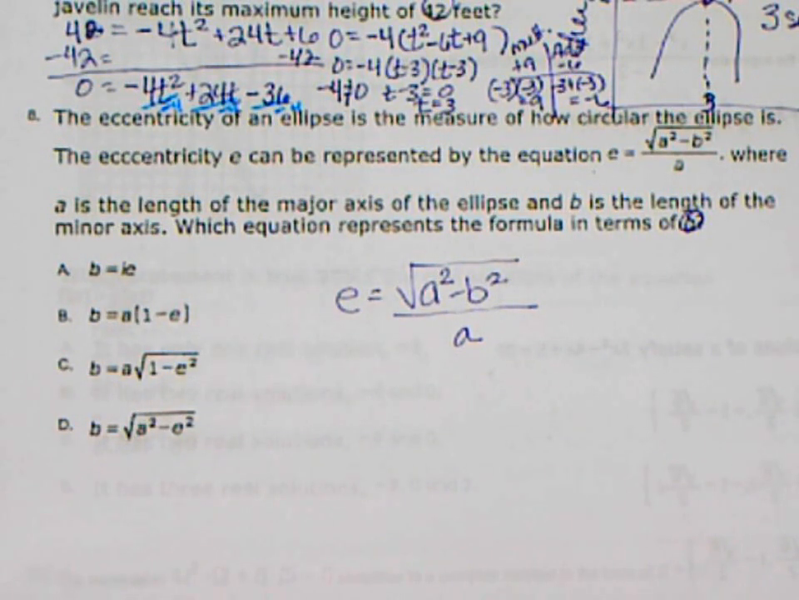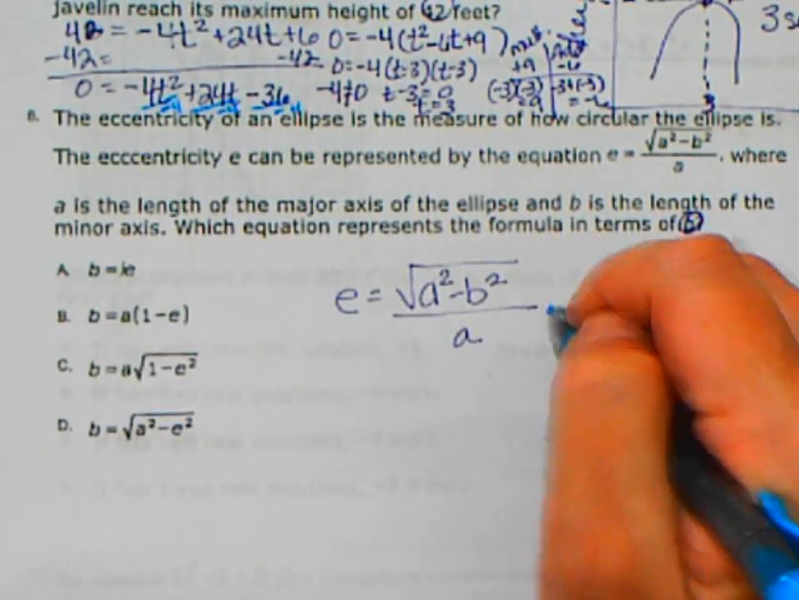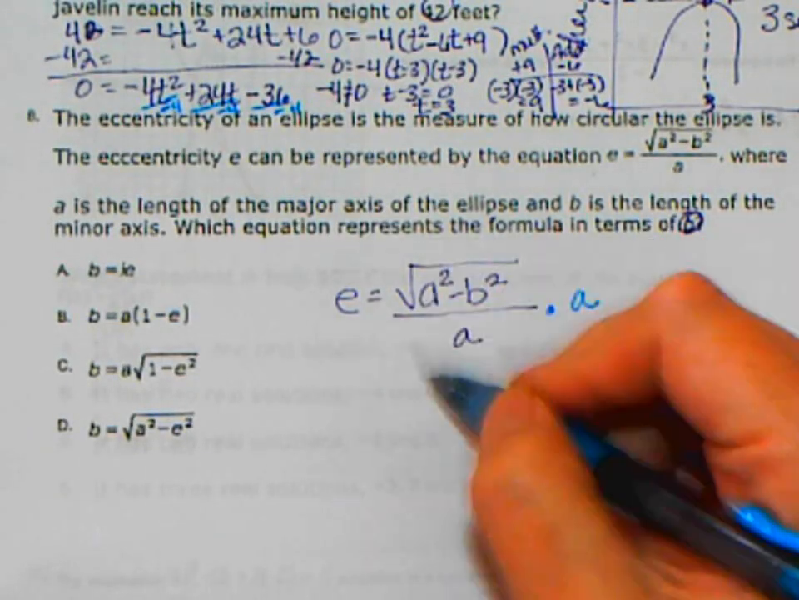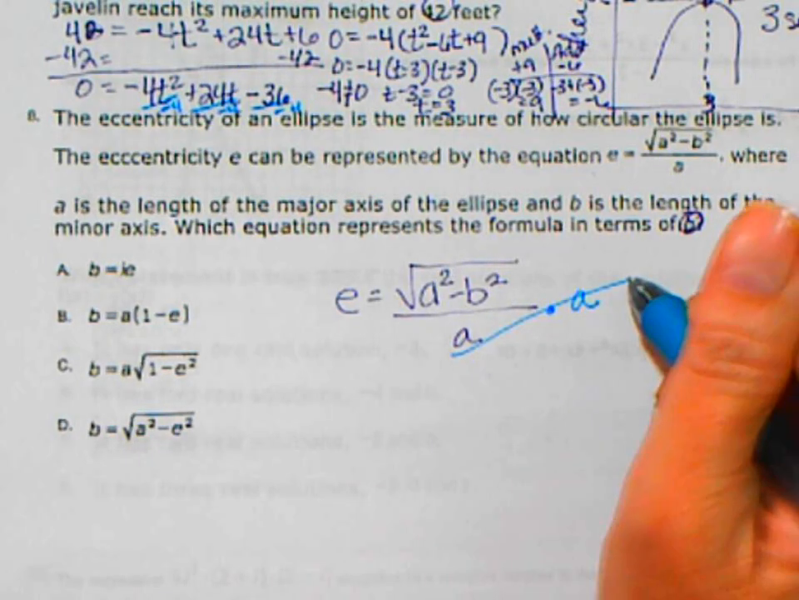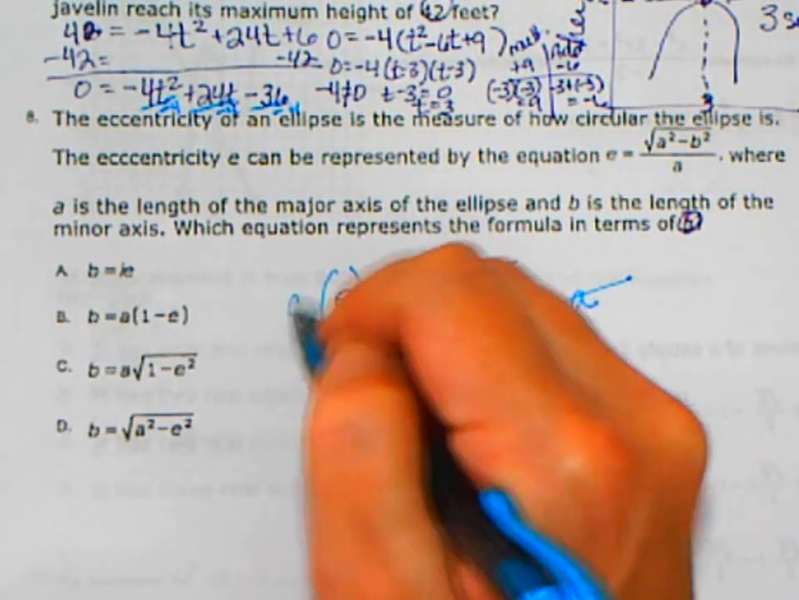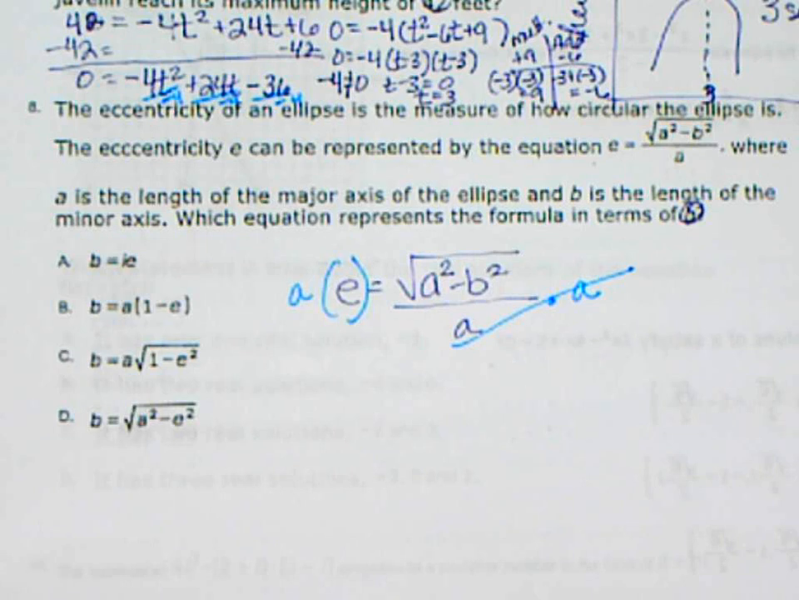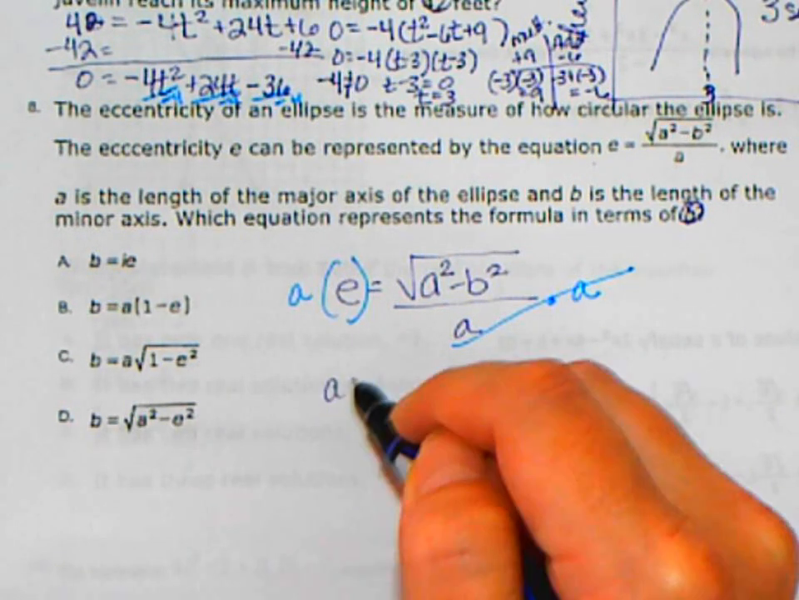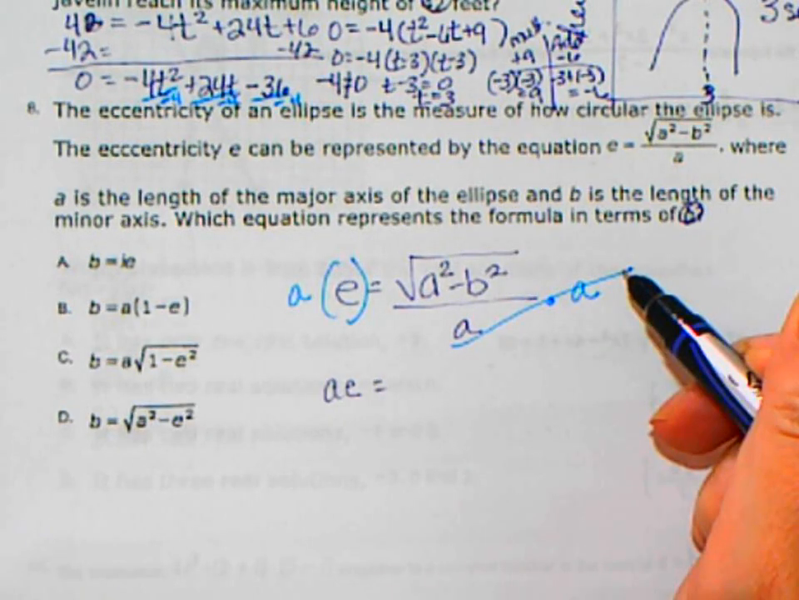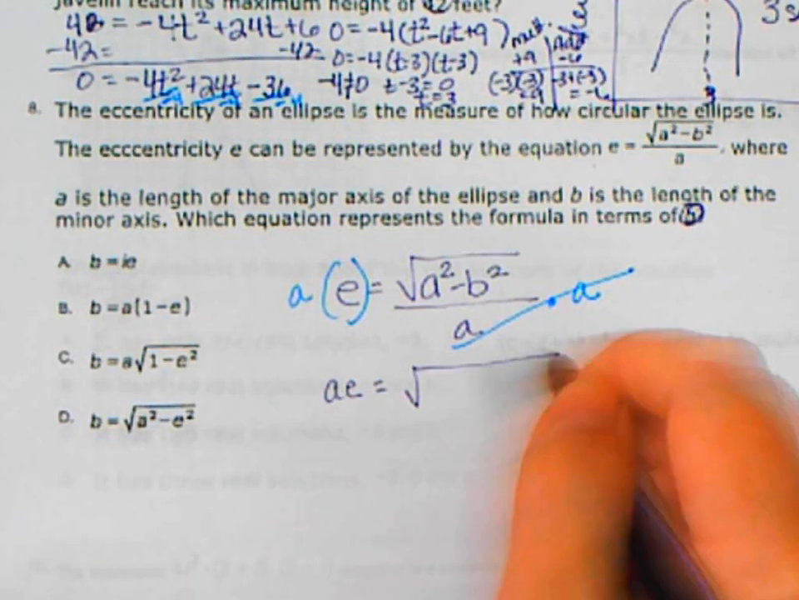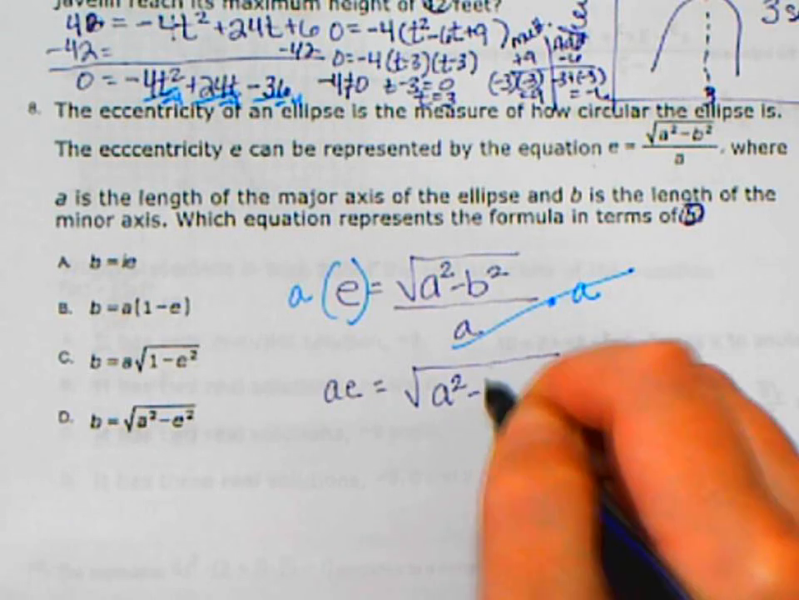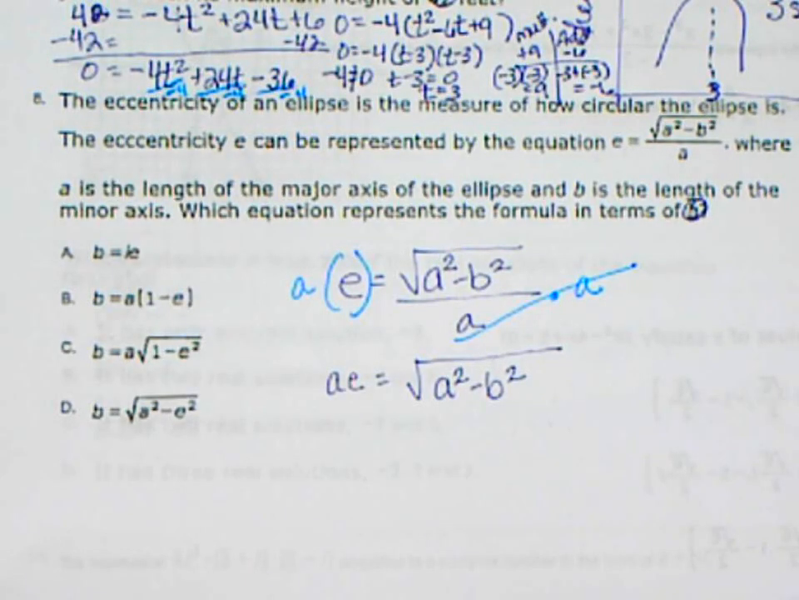So the first thing I wanted to do was clear that fraction, because I'm trying to get B all by itself. Let's get rid of the fraction first. How could I get rid of divide by A? Multiply every term by A. This division problem, that's one term. So I multiply the one term by A, and E is also a term, so I've got to multiply it by A. So A times E is either AE or EA. I'm going to go with AE. Equals, A's canceled, so the square root of a squared minus b squared.